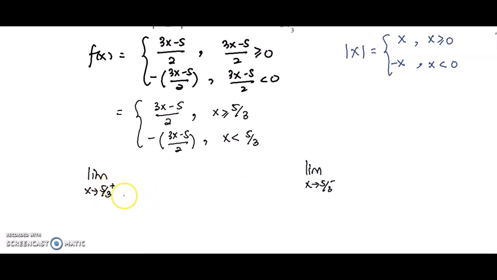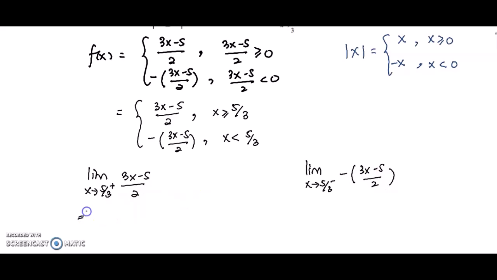That is your 5/3 positive and 5/3 negative. So when x approaches 5/3 from the right, meaning the value of x is a little bit greater than 5/3, the function we have to take is 3x minus 5/2, according to our definition over here. When x approaches 5/3 from the left, you can imagine the value is a little bit less than 5/3, the f(x) to be taken is the second function, which is the negative of 3x minus 5/2.